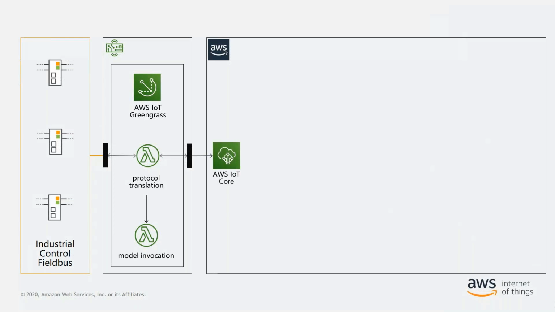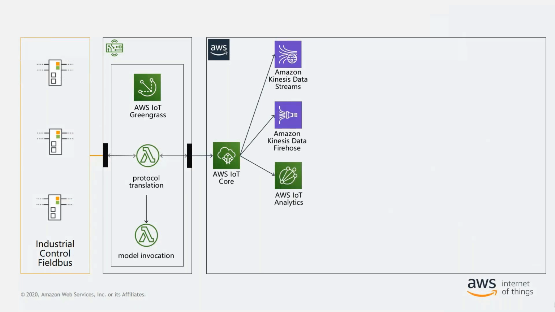By facilitating that data up to AWS IoT Core, we can then proxy that data into different kinds of data sets for different purposes. Now, what's also interesting about AWS IoT Core is that we can fan out data into multiple different services for different purposes. So in this particular case, we're fanning out to Kinesis data streams, Kinesis data firehose, and AWS IoT analytics, all for different purposes.